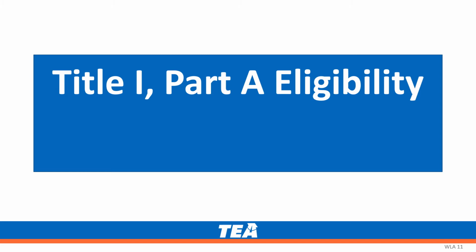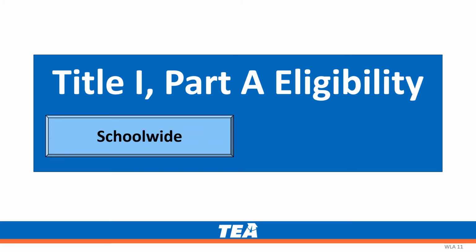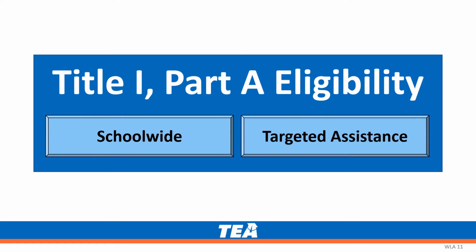Towards the end of the training, information will be provided as it relates to the 2 Title I Part A programs campuses can implement after the LEA has determined that they are eligible to receive Title I Part A funds. The 2 programs are a school-wide program and a targeted assistance program. Each program has its own eligibility requirements that will be shared later in the training.